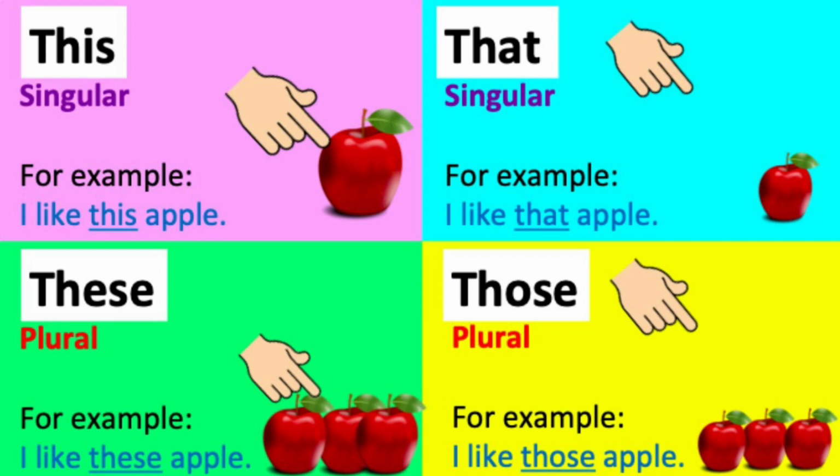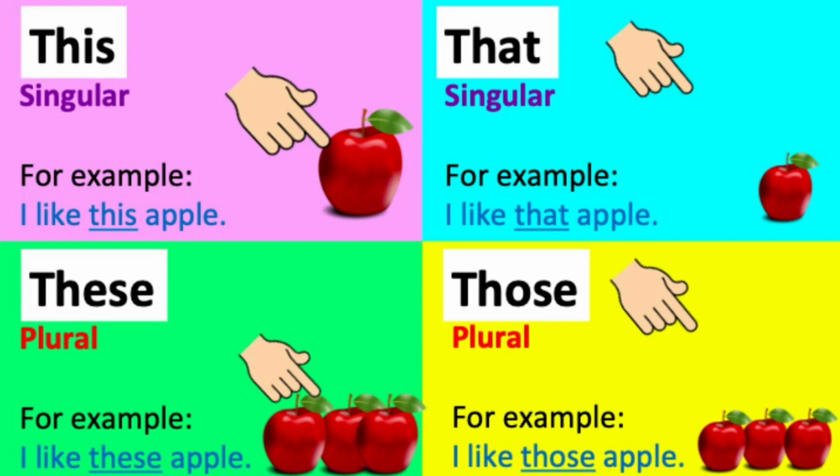The first demonstrative pronoun is this. For example, I like this apple. Here, what is the demonstrative pronoun, children? Yes, this. Why this? Look at the picture. There is an apple. The finger is near to the apple, as well as the singular object. So here we use this.